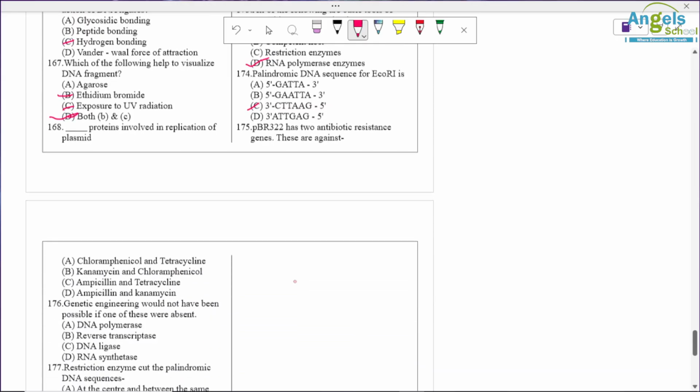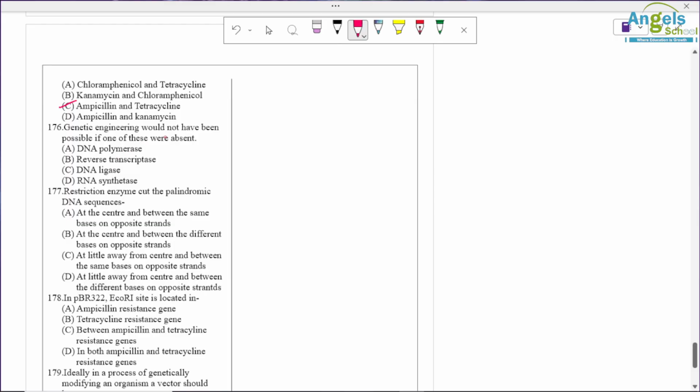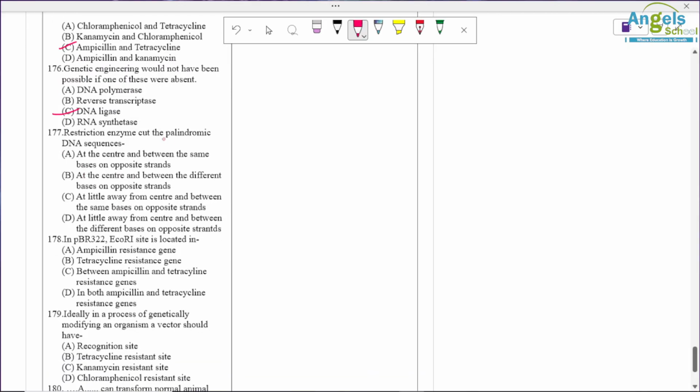pBR322 has two antibiotic resistance genes. These are against ampicillin and tetracycline. Genetic engineering would not be possible if one of these were absent, so the answer is DNA ligase. A restriction enzyme cuts a palindromic DNA sequence a little away from the center and between the same bases on opposite strands, so option C is correct.